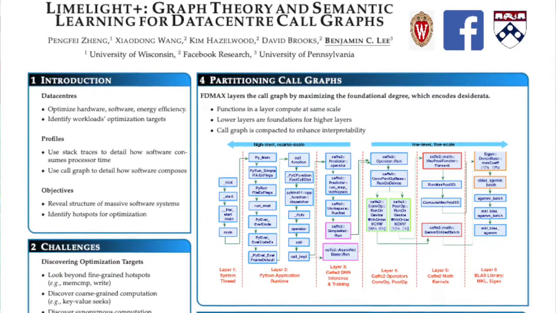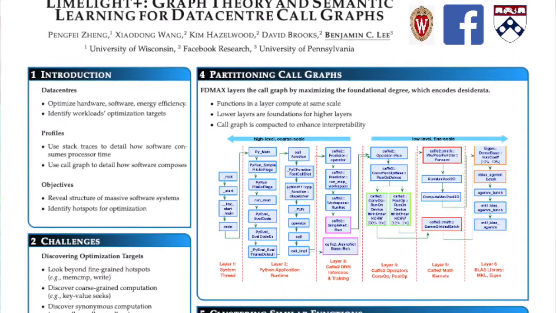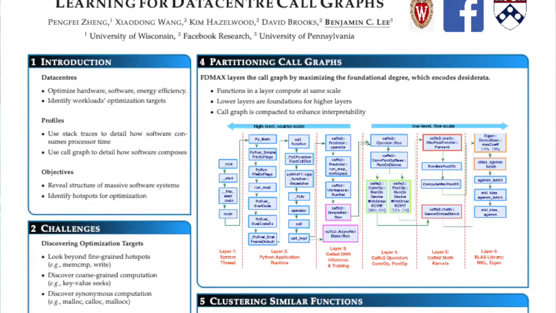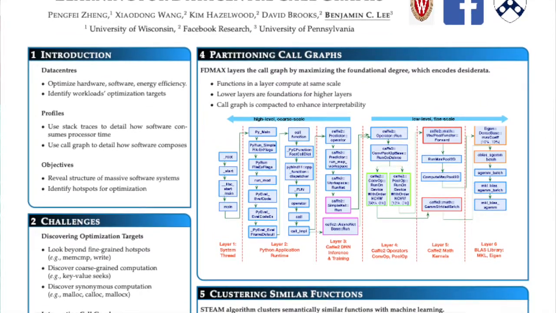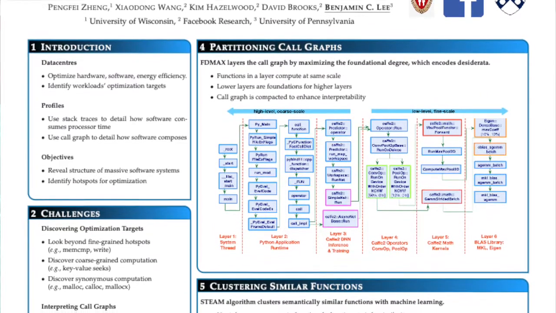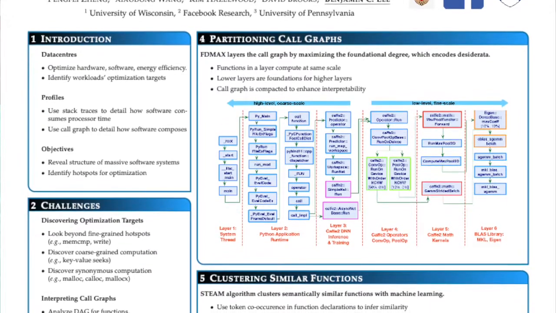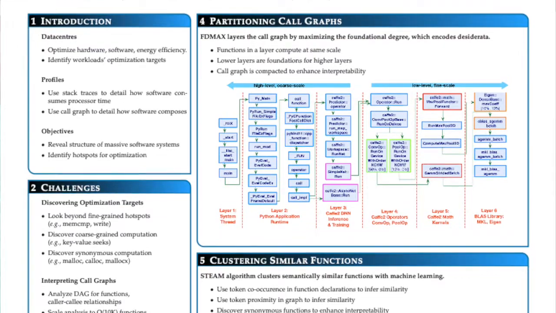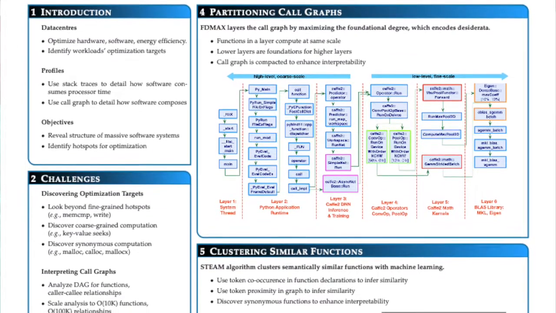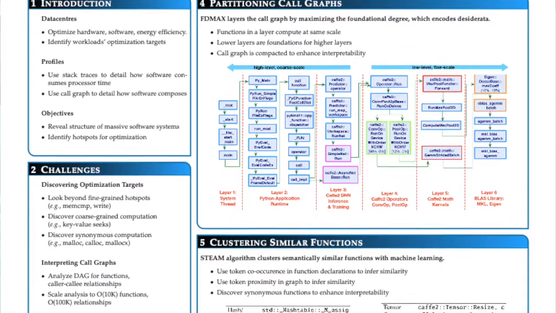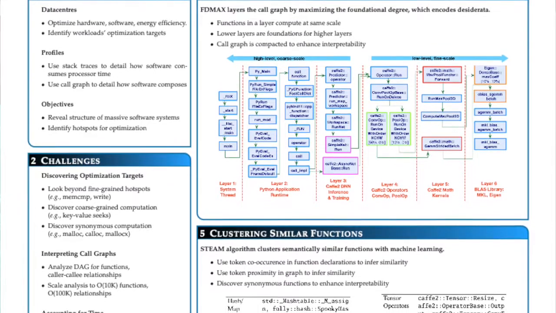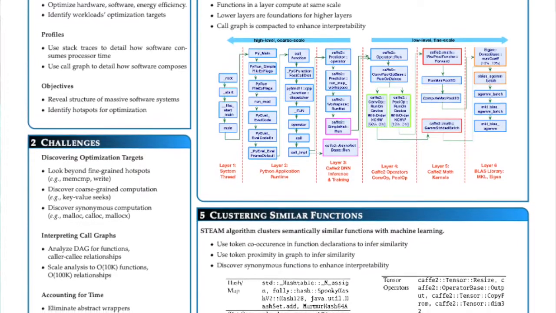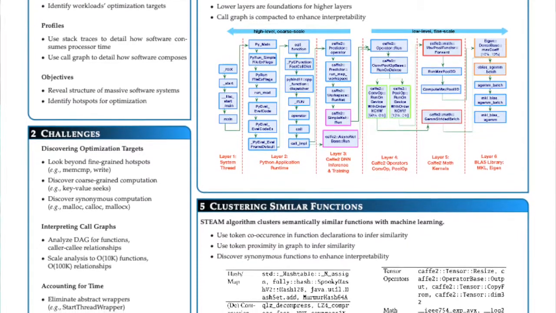In the pursuit of these objectives, we encounter three significant challenges. First, discovering optimization targets. We wish to look beyond fine-grained hotspots such as malloc or memcopy and discover coarse-grained computation for which we can build more significant accelerated systems and architectures. Part of this objective is discovering synonymous computation. Can we identify functions that have different names but are essentially performing the same types of computation, whether it be memory allocation, compression, decompression, or serialization, deserialization?